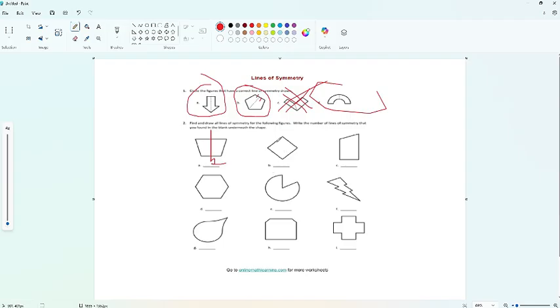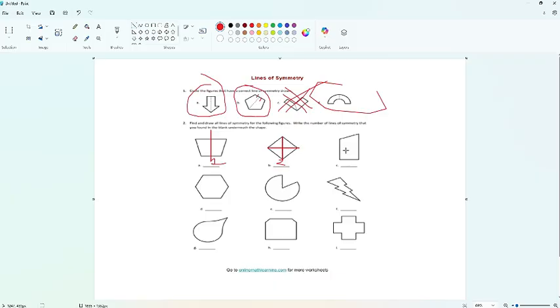This, however, is a rhombus, or rather a diamond. So let's see. There's one here, and would it be one here? Let's see. No, there would not be one there. You can see that.